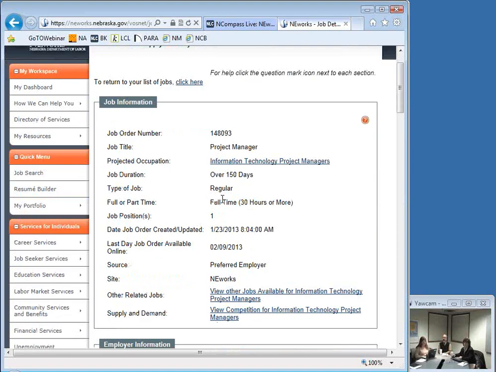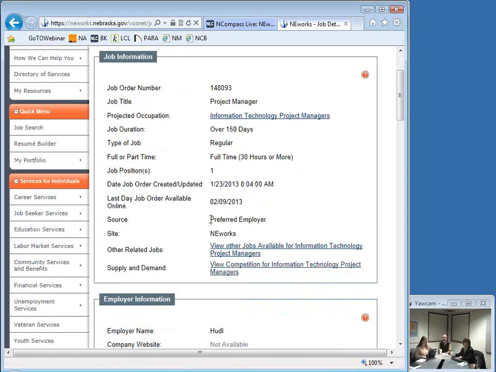So I'd see it's a full-time job. They've posted it to run through February 9th. And they're a preferred employer. What is a preferred employer? Anytime you see a preferred employer, this is somebody that the Nebraska Department of Labor, Office of Employment and Training, whether it's through our career centers or through our virtual unit in our administration office, we're working directly with that employer in recruiting their applicants.